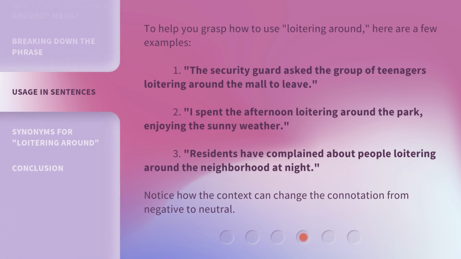To help you grasp how to use loitering around, here are a few examples. 1. The security guard asked the group of teenagers loitering around the mall to leave. 2. I spent the afternoon loitering around the park, enjoying the sunny weather. 3. Residents have complained about people loitering around the neighborhood at night. Notice how the context can change the connotation from negative to neutral.